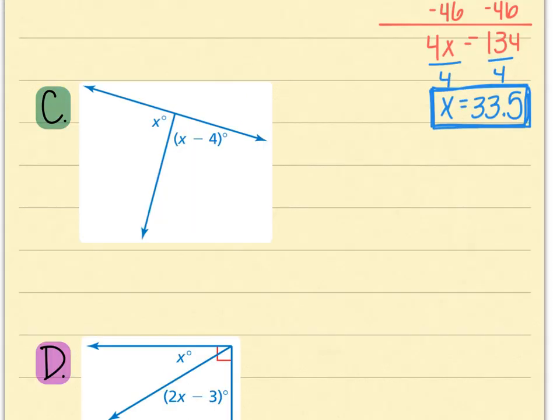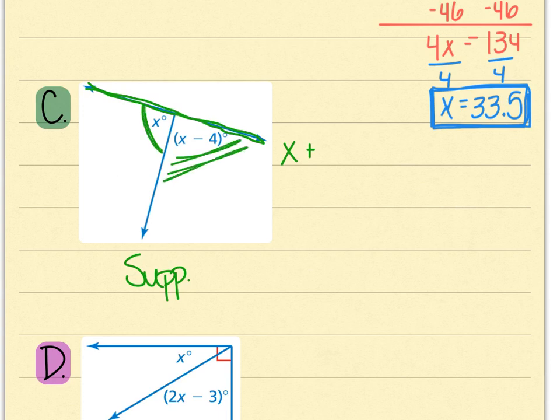All right, next up, example C, we again have two angles that are forming a straight line. So 180 degrees, which means these are going to be supplementary angles. And so I can make an equation that looks like this: x plus x minus 4 has to add up to 180. And so just like in the last problem, I've got some terms I can combine here. I've got an x and an x, and together that's just going to make 2x. And then we just drop down that minus 4 equals 180.